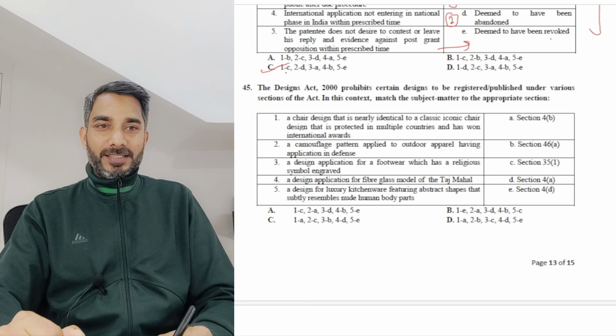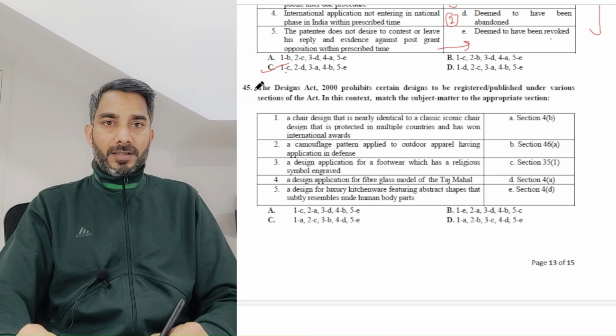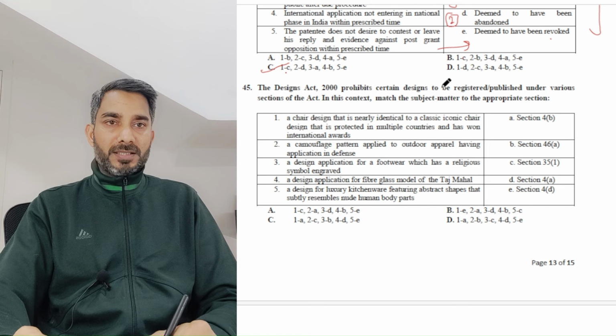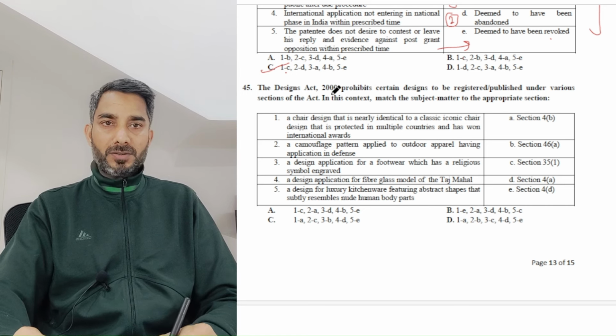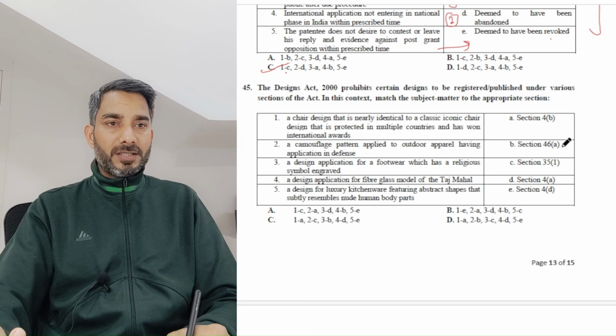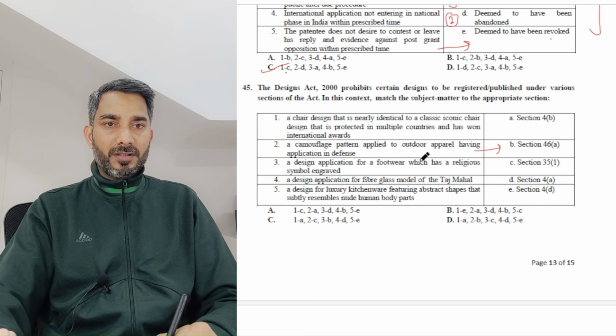Okay, this is interesting. Question 45. The Designs Act 2000 prohibits certain designs from being registered or published under various sections of the Act. In this context, match the subject matter with the appropriate section. So section 4 and sections 35 and 46 are interesting. 46 is for defense, so we directly have defense here. Religious symbol engraved, public morality.